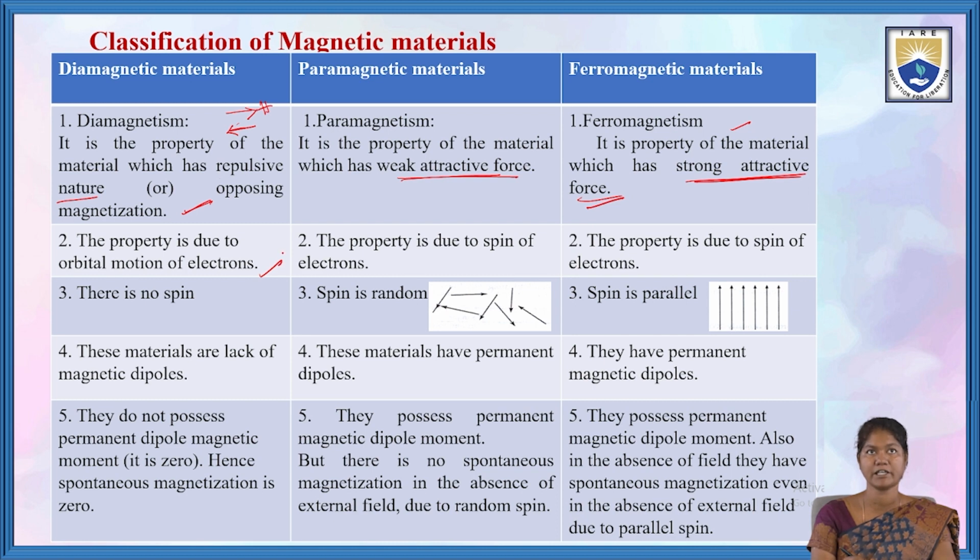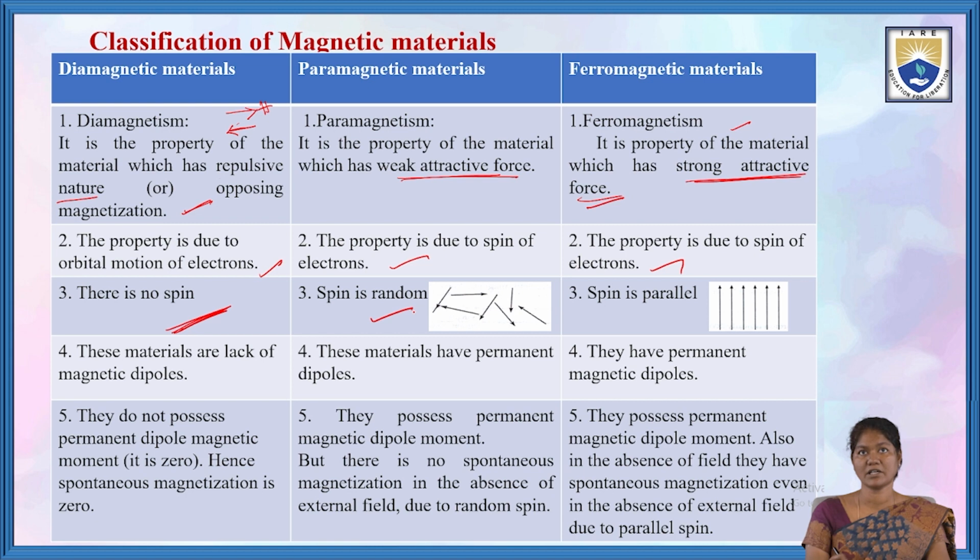The property is due to orbital motion of electrons. Here in diamagnetic material, it is due to the orbital motion of electrons. In paramagnetic materials, this property arises due to the spin of electrons. In ferromagnetic materials, this property, ferromagnetism, is due to spin of electrons. In diamagnetic material, there is no spin because it arises due to the orbital motion of electrons.